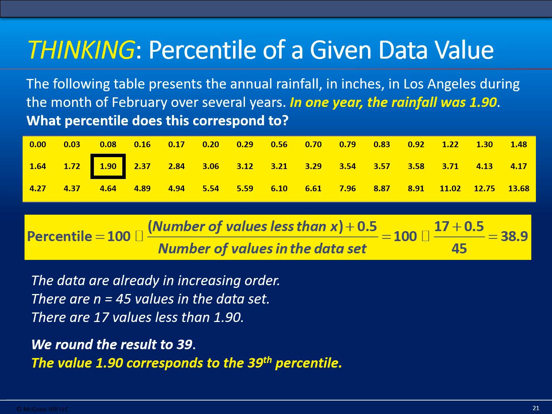That is, 39% of the rains in February are below 1.9 inches, and 61% of the rain in February is above 1.9 inches.